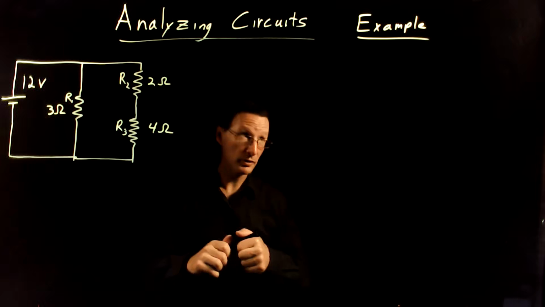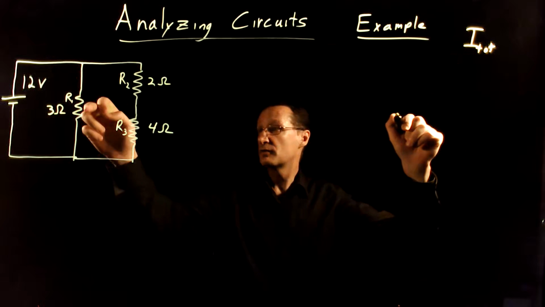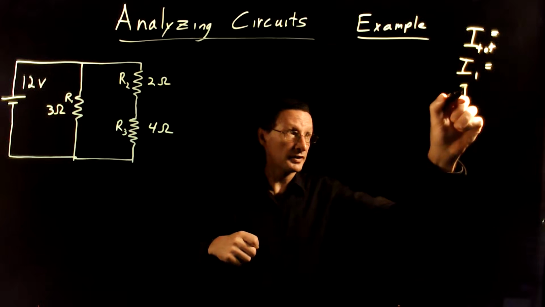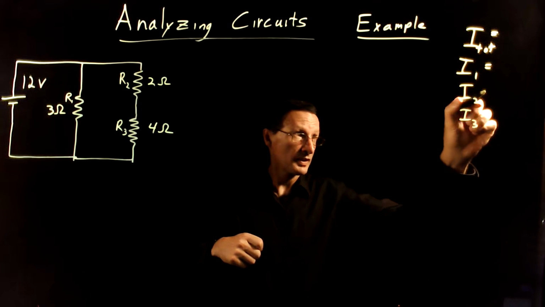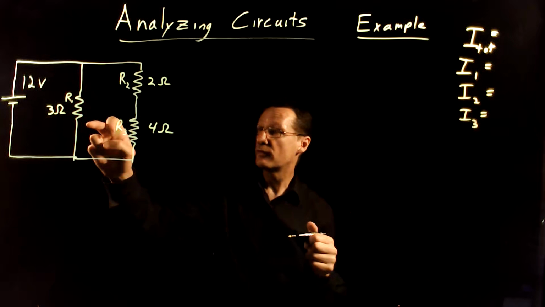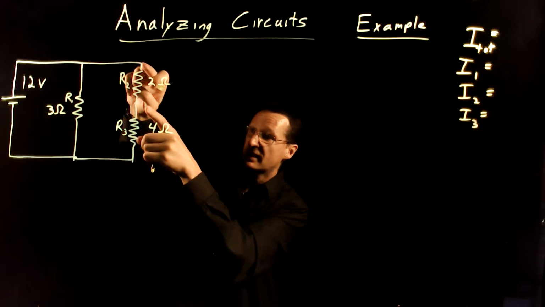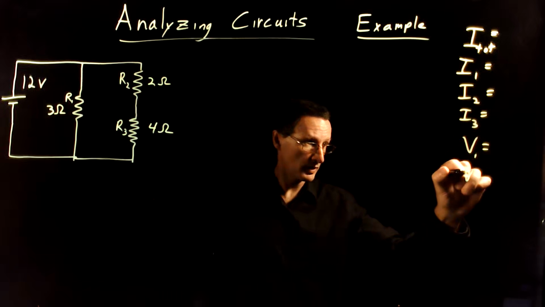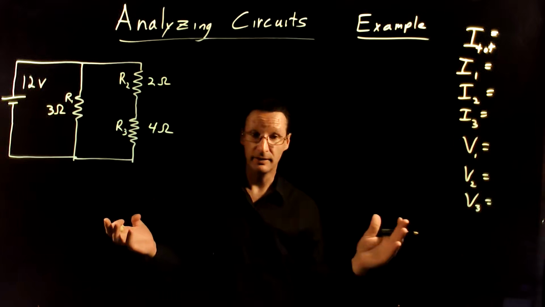We want to know the total current. We want to know the current going through the first resistor. We want to know the current going through the second and third resistors. We also want to know the voltage drop across the first resistor, the second resistor, and the third resistor. Okay, so that's V1, V2, and V3. We want to know everything.